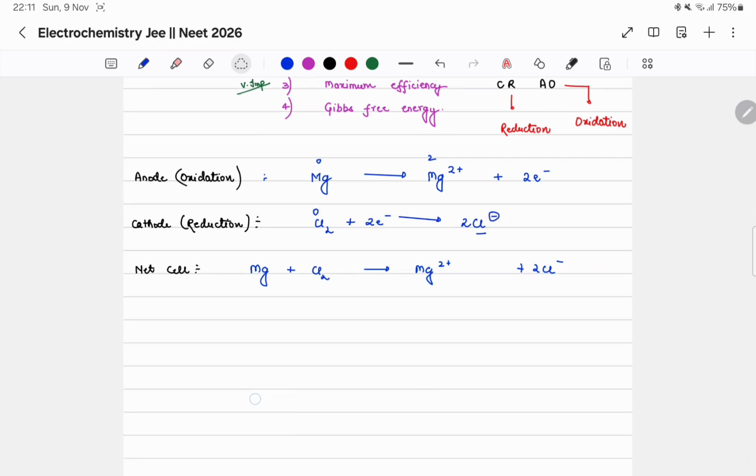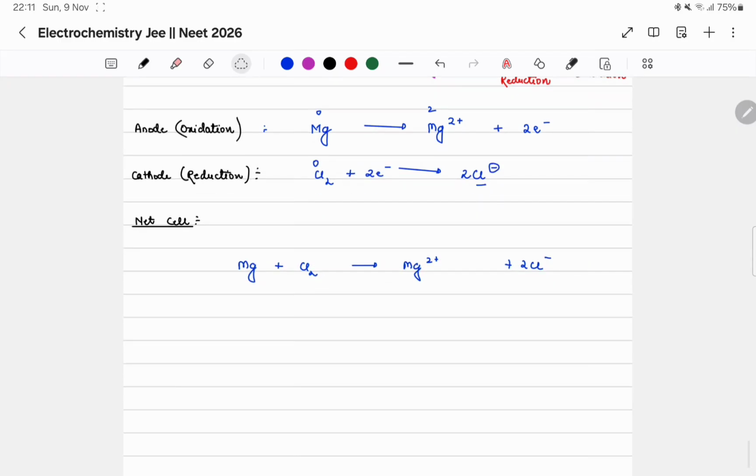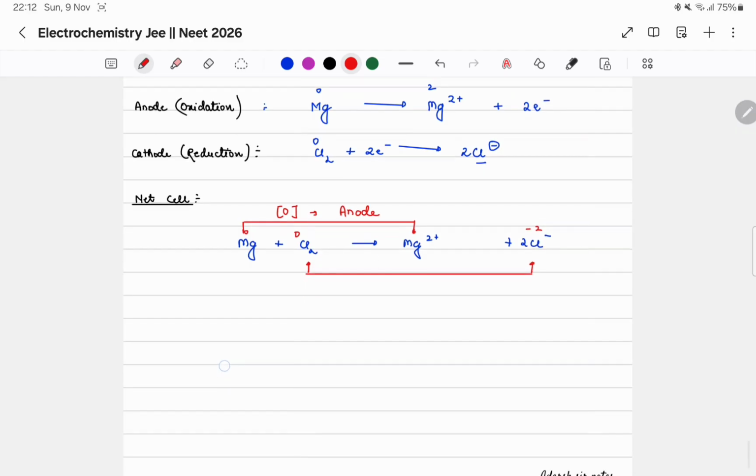Now we can go further. The moment you have written the net cell reaction, one thing you need to do, which is an important part, because generally you make a mistake. Just write down, it will take hardly 30 seconds. Magnesium to magnesium 2+, what is happening? 0 to +2, oxidation. Oxidation happens on the anode, right? Again Cl2 is going to convert into Cl-. What is happening? 0 to -2. I'm telling this for both chlorines, not one chlorine. 0 to -2, number decrease. Then you will say reduction. Reduction means cathode.